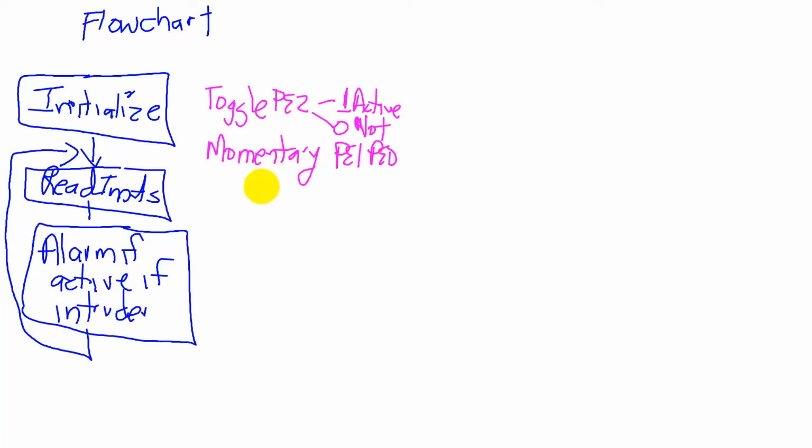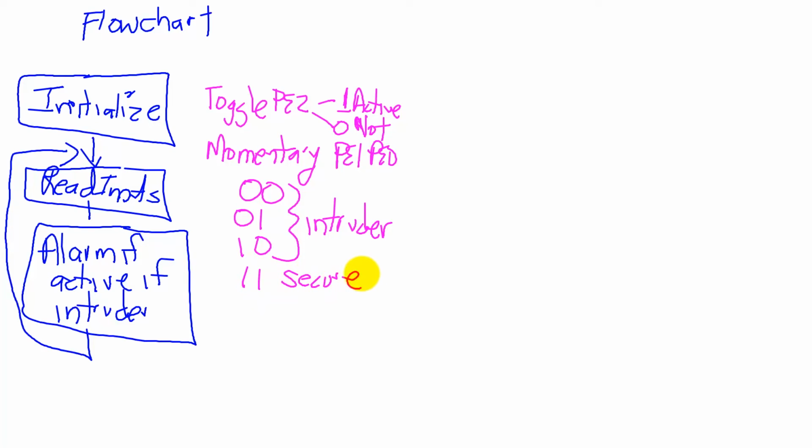And if both switches are off, that means both windows are open. This means there's one window open. This means the other window's open. And so in all three of these cases, we have an intruder. But if both switches are closed, that means the house is secure. All right, those are our hardware. Now let's see how we're going to make it work.